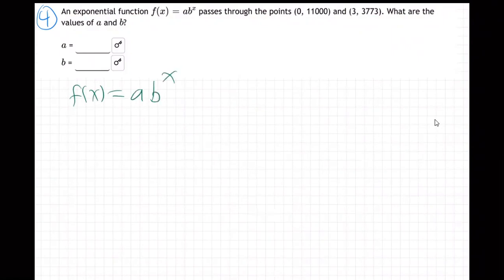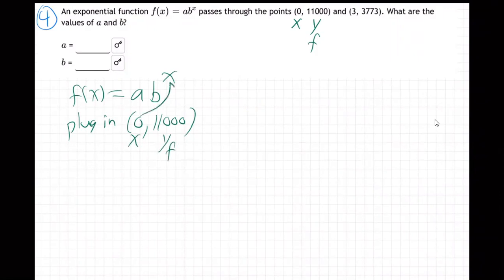Okay, and then they're giving us some points. So this is x and this is y. Remember, y is the same as f. So let's do that first. Let's plug in 0 and 11,000 for x and y, or f. So this goes here, this goes there, right? So we get 11,000 for f equals a times b to the 0. We good there?